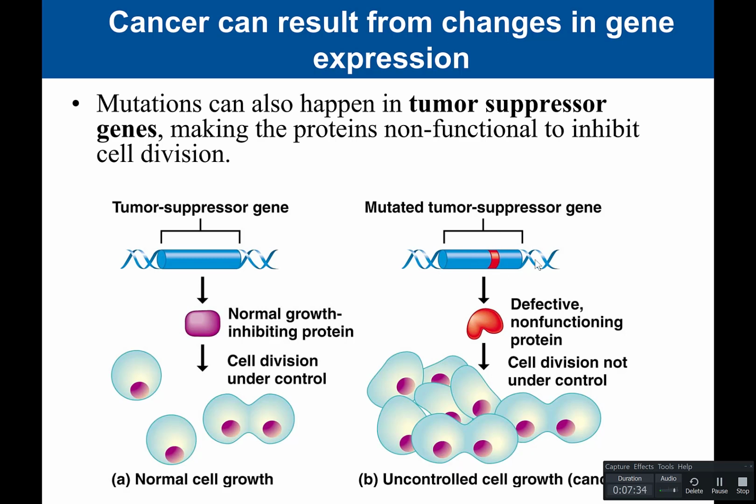And that mutation can cause that tumor suppressor protein to be a defective, non-functioning protein. That protein no longer works to inhibit cell division. And now cell division is not under control. We have our unrestrained cell division because we don't have the brakes working. The accelerator is on and the brakes are failing, so the cell is dividing out of control.